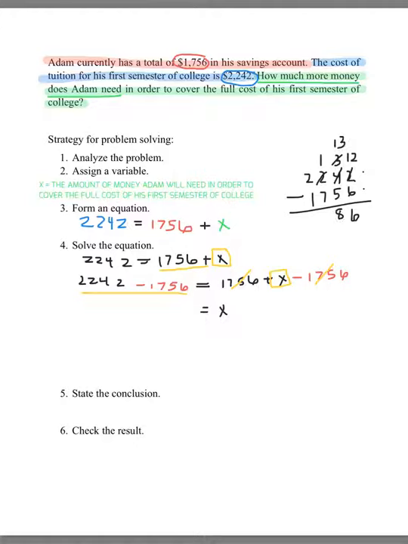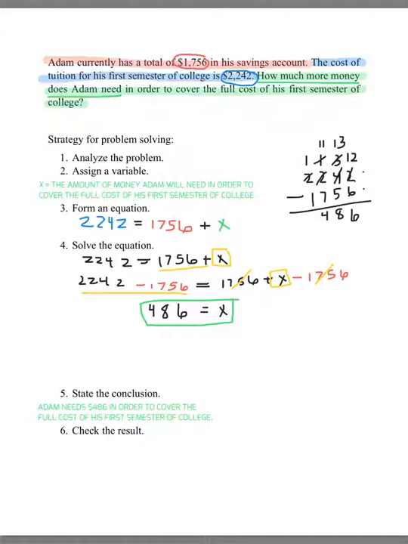And then we're going to do 1 minus 7. We cannot do that, so we have to borrow from the 2, which becomes a 1, making our 1 an 11. So 11 minus 7 gives us 4. And now 1 minus 1 gives us 0, so we're left with 486. And that's going to be our value for x. So now that we know the value of x, let's state the conclusion clearly. I'll state it as the following. Adam needs $486 in order to cover the full cost of his first semester of college.